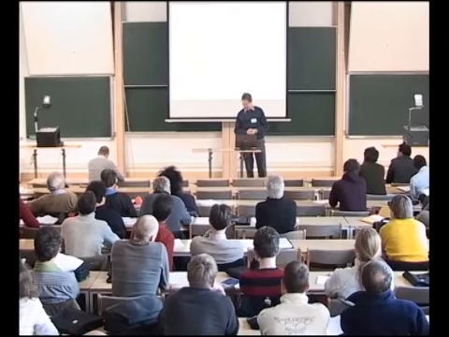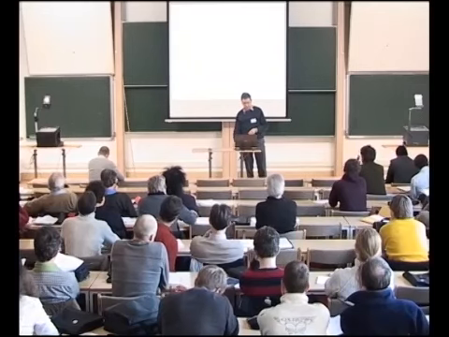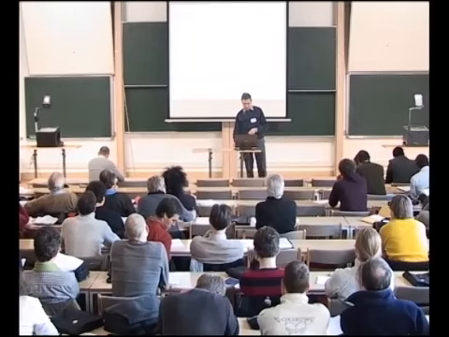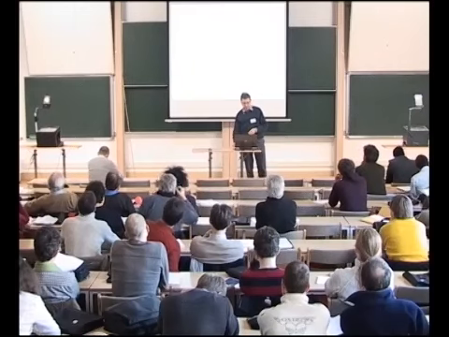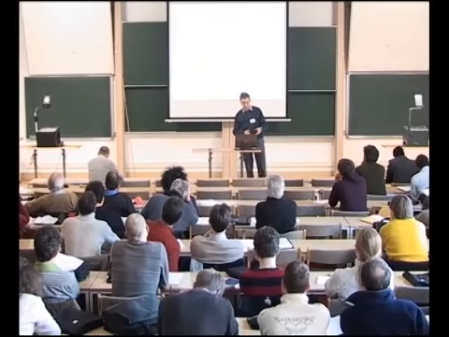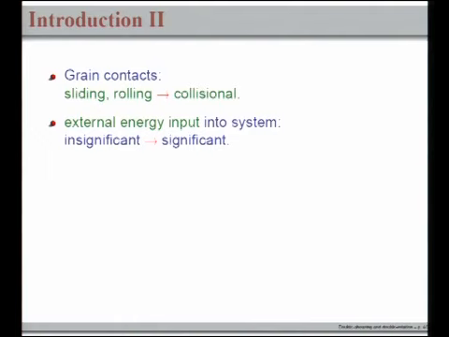And although one can imagine clusters of grains having one type, and then these clusters bouncing together, nevertheless there does seem to be some idea that it's either one or the other. And so again, the grain contacts can either be collisional or sliding and rolling.